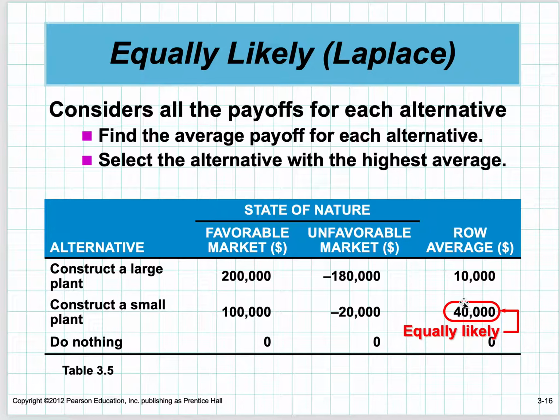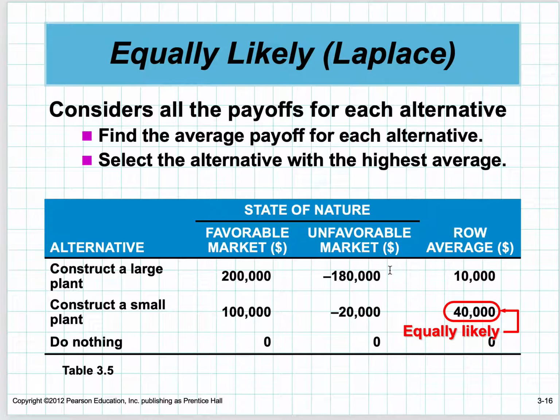The Laplace criterion considers equally likely alternatives for each case. So when it says equally likely, just take the average. Basically, alpha is 0.5 here. 0.5 times this, 0.5 times that. It's the same thing as adding the 2 numbers and dividing by 2. So I add this, I get 300.